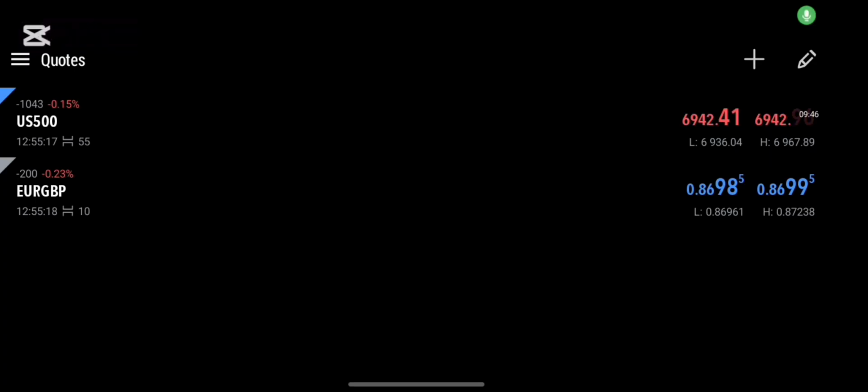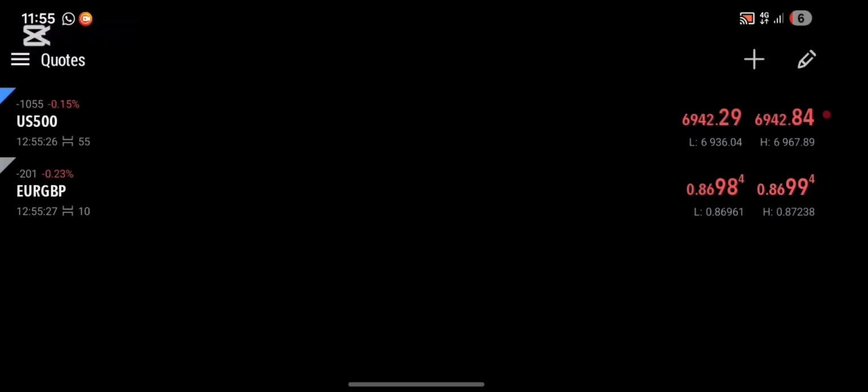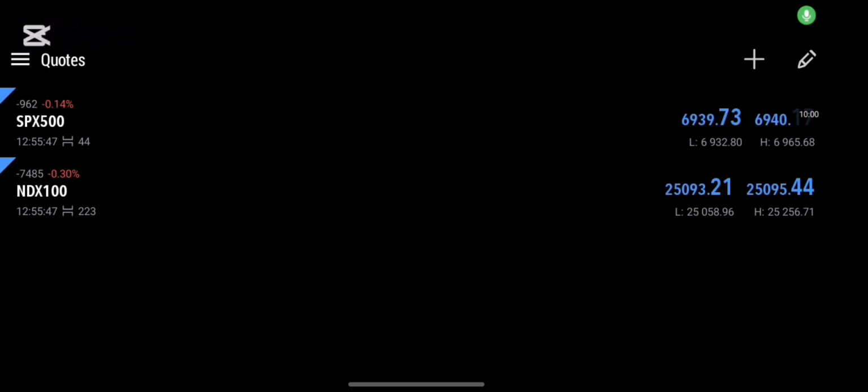So this is the evidence right here. Currently, I'm on this US 500 alone on this account, and you can see it's a live market. This is FBS. We are currently running on it, and currently I'm on the two trades right here on a second account right here, right?